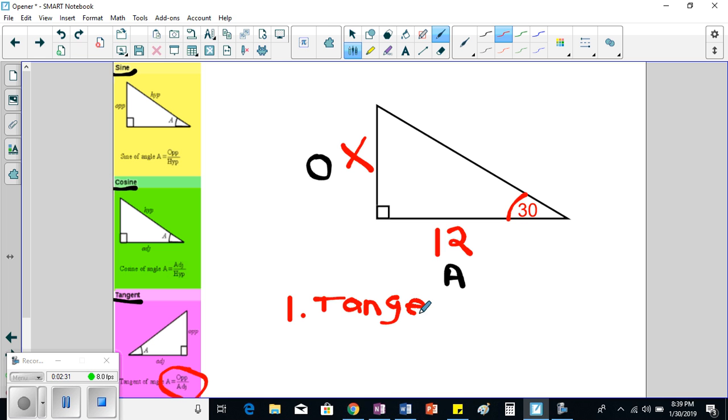Hopefully your handwriting is better than mine. That's all you have to do for these problems: identify if it's sine or cosine or tangent. So let's try another one.